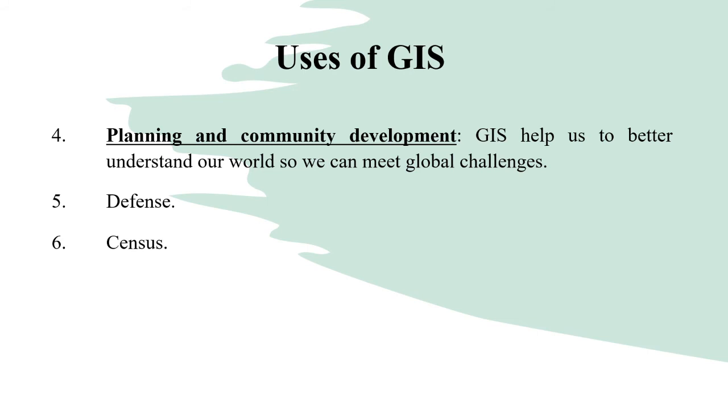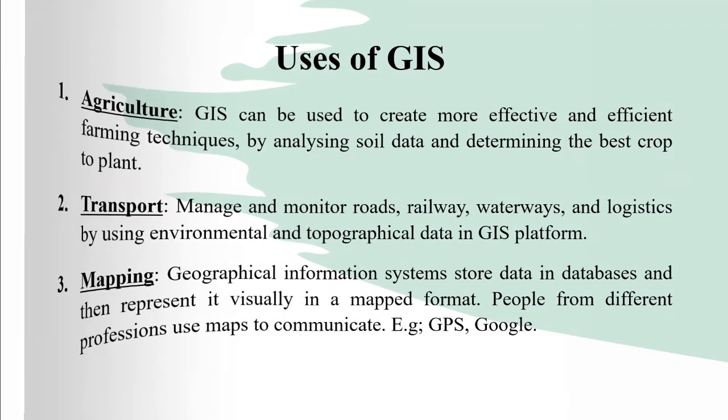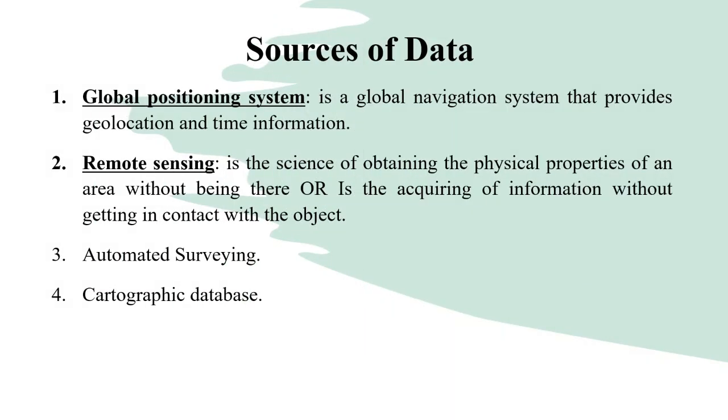We also talked about the sources of data. One of the things we saw was the cartographical database, the automated survey, the global positioning system, and we also talked about remote sensing. These are some of the things we talked about in GIS.